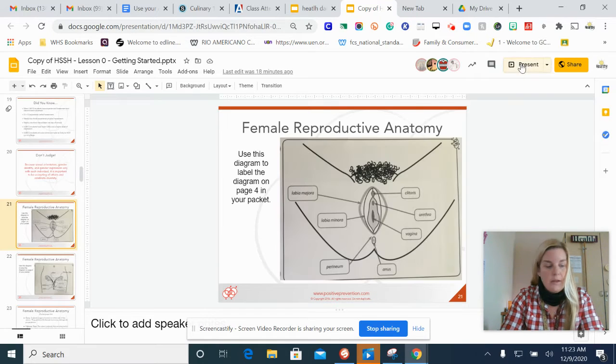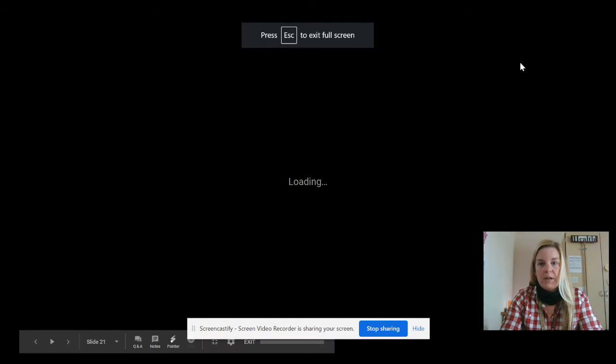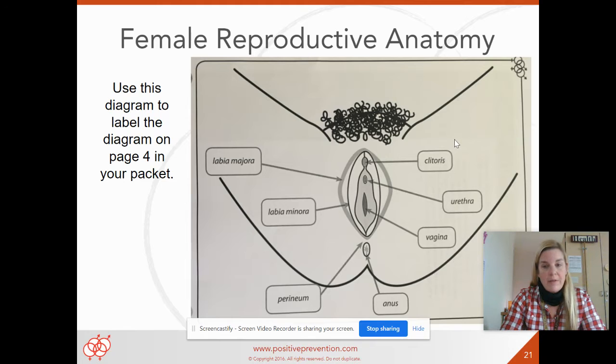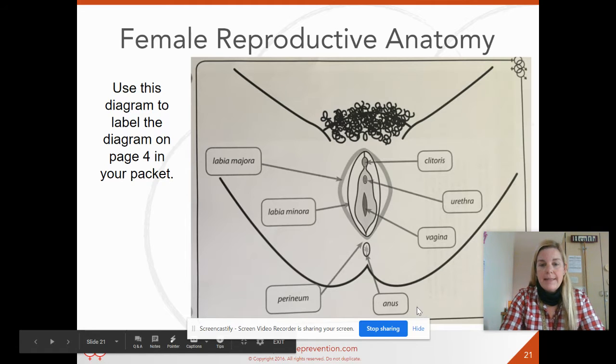All right. So on page 4, we're going to start by labeling the diagram that you see on the top of the page. So let's start over here on the top right, the clitoris. So label that C-L-I-T-O-R-I-S. Below that is urethra, U-R-E-T-H-R-A. Below that, vagina, V-A-G-I-N-A. Below that, anus, A-N-U-S. Below that, perineum, P-E-R-I-N-E-U-M.